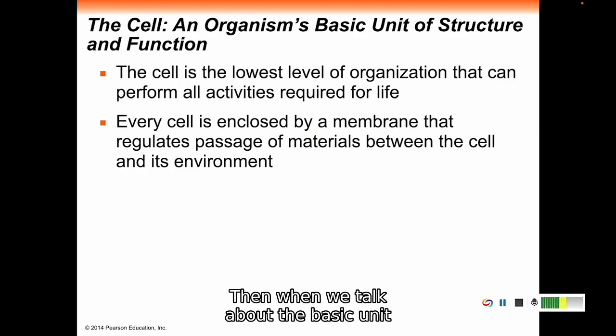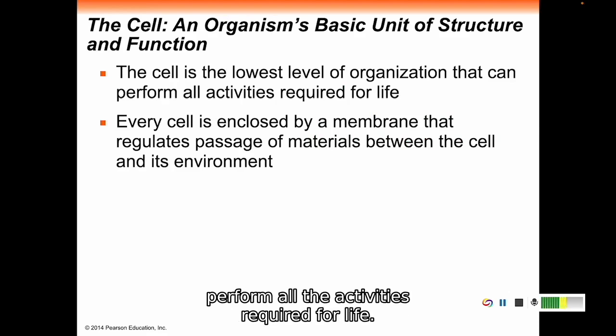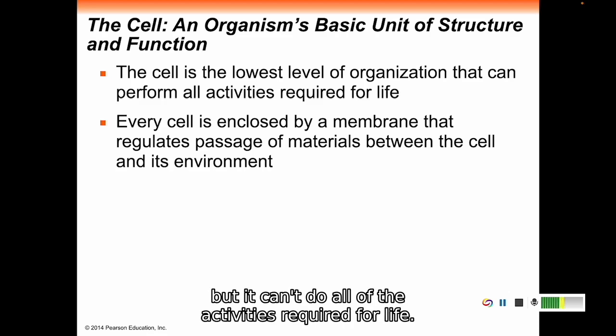And then when we talk about the basic unit of structure and function, that is the cell. The cell is the lowest level of organization that can perform all the activities required for life. So cell levels and up, things are alive. Smaller than cells, it can do things, parts of things that are life, but it can't do all of the activities required for life.